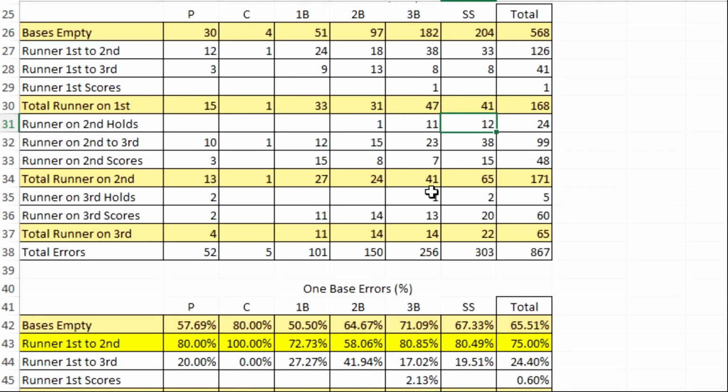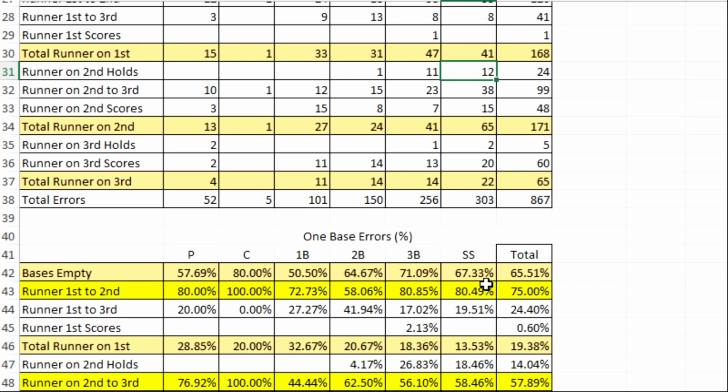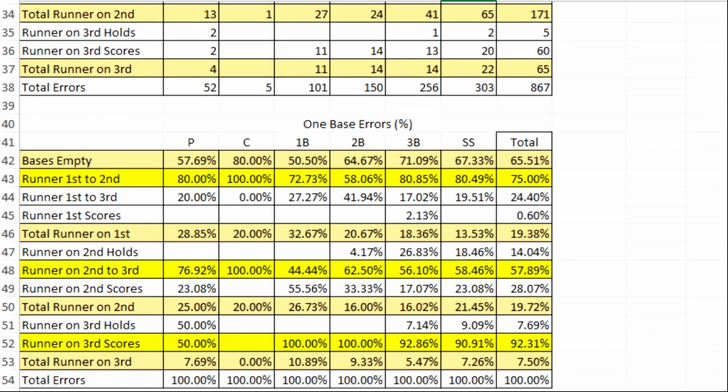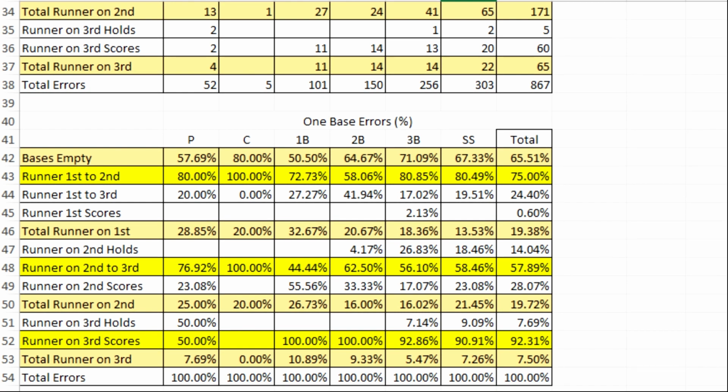One time when the error was made by the third base, twice when the error was made by the shortstop, where the runner on third holds up and doesn't score. But for the most part, they're scoring. So overall, the thing I think that was most surprising to me about a one base error is that even though a majority of the time the runners advance one base, not all the time, except for a runner on third, almost all the time they're going to score.